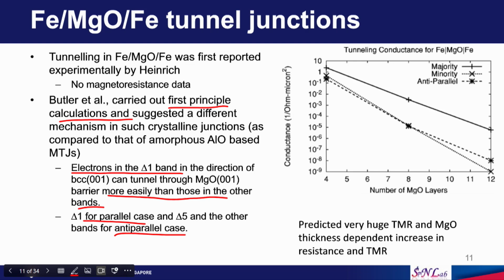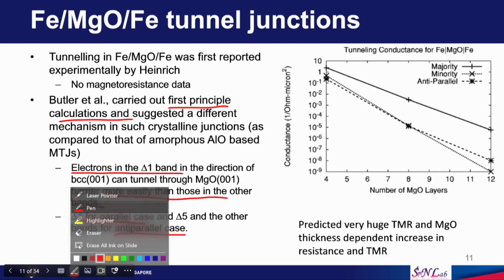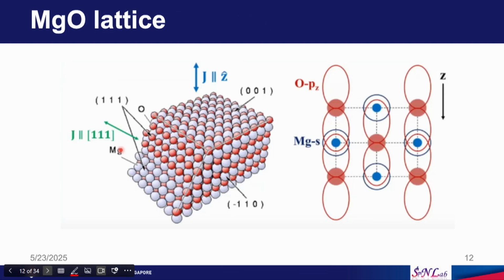There is a very nice paper. If you are very interested in the theory, you can go through the paper. I can pass it to you later. Okay, so in this paper, he is using magnesium oxide with a crystal structure. If you consider, aluminum oxide is amorphous.